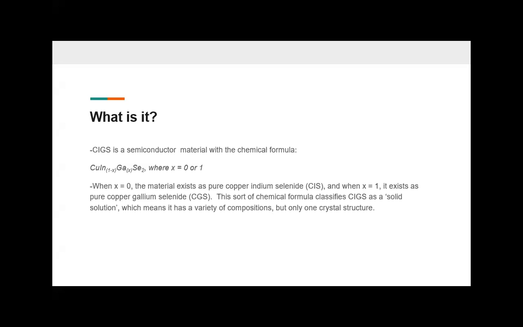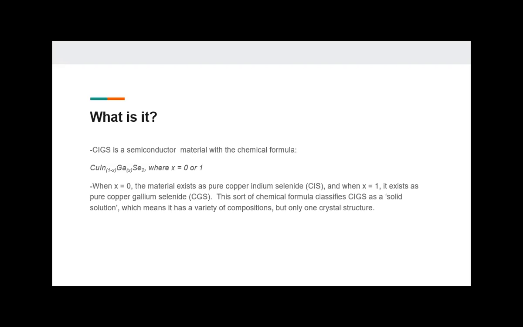So when x equals 0, the material exists as pure copper indium selenide. You can go from 0 to 1, not just 0 or 1. You can go in between, like fractions. So when it is at 0, you have just pure copper indium selenide, right? Because at 0, there's no gallium in it, and you just have 1 indium.